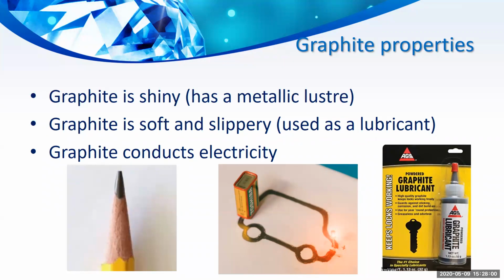Graphite conducts electricity as well. In the center picture there, we see a picture that has been just scribbled onto paper with a graphite pencil. And if we put a battery at one end, we're actually operating a little LED, just with the electricity flowing through the graphite on the paper. I actually saw a few very cool videos about doing that while I was researching some of the uses of graphite.